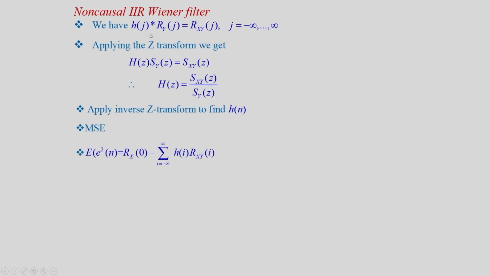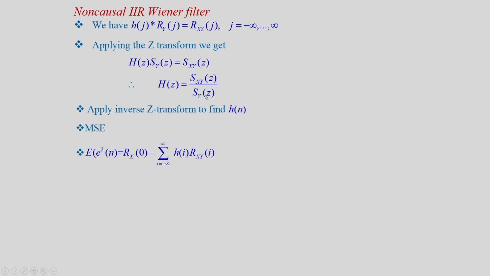So, the non-causal IIR Wiener filter is given by h(j) convolved with R_y(j) equal to R_xy(j), j going from minus infinity to plus infinity. Then applying the Z transform, we get H(z) S_y(z) equal to S_xy(z). So, from this we get that the transfer function of the non-causal IIR Wiener filter is H(z) equal to S_xy(z) divided by S_y(z), that is, the cross power spectral density divided by the power spectral density of y. And once we have H(z), we can apply the inverse Z transform to find h(n).